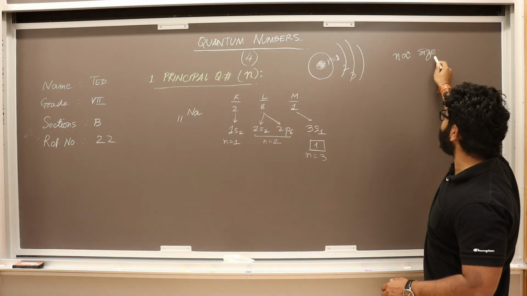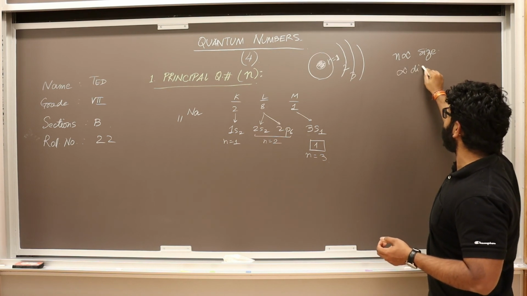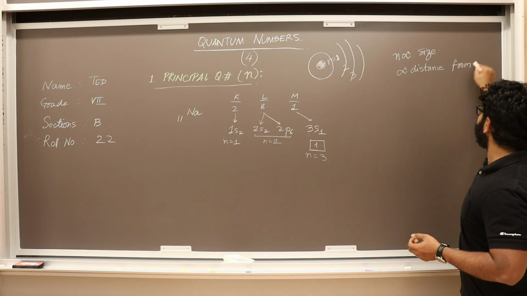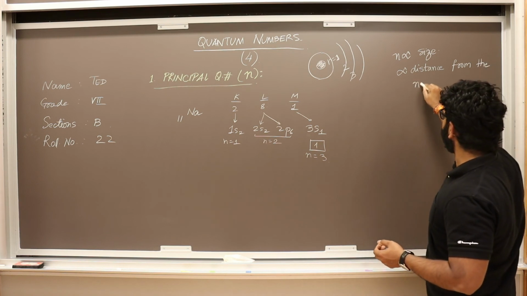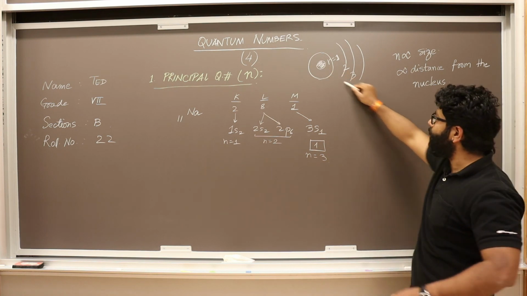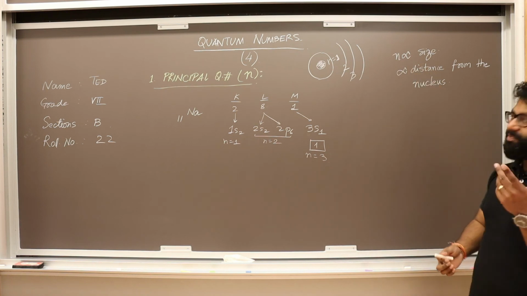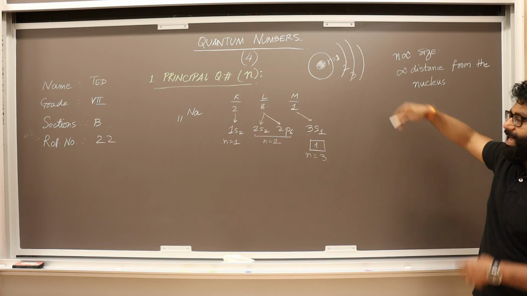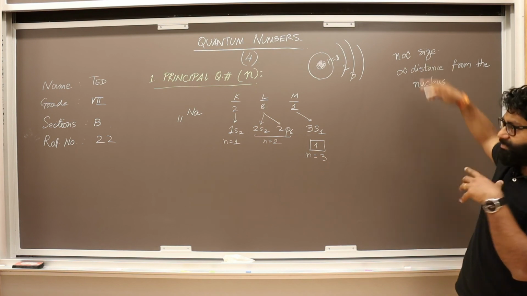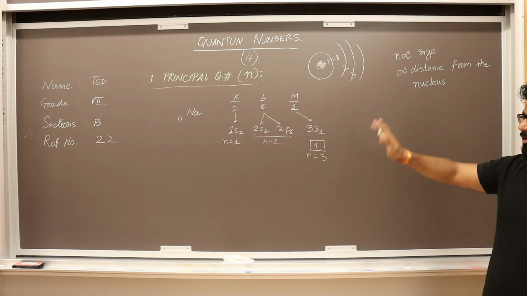So n relates to size. As n increases, the size increases. When the size increases, the distance from the nucleus also increases, right? So when you're moving out, you're moving away from the nucleus. So the principal quantum number basically represents the size, it gives you the idea about the size, which is actually the nth orbit. So this is an extremely simple concept. You can find the principal quantum number for anything, okay?